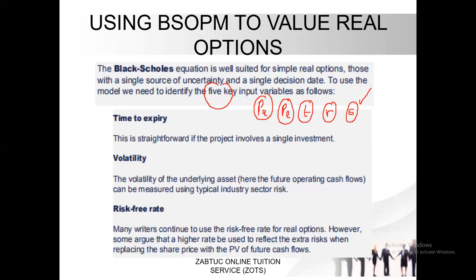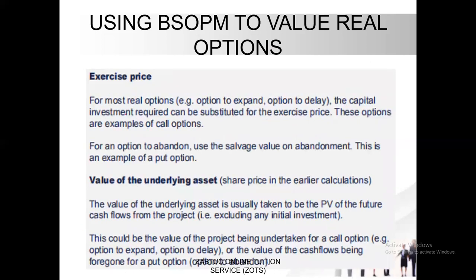The volatility of the underlying asset. Here, the future operating cash flows can be measured using the typical industry sector. What do we mean? That new project, that new activity, what is the volatility? Risk-free, so straightforward. You normally use the government securities. What of the exercise price? Most real options, option to expand, option to delay, the capital investment required can be substituted for the exercise price. These options are examples of call options.